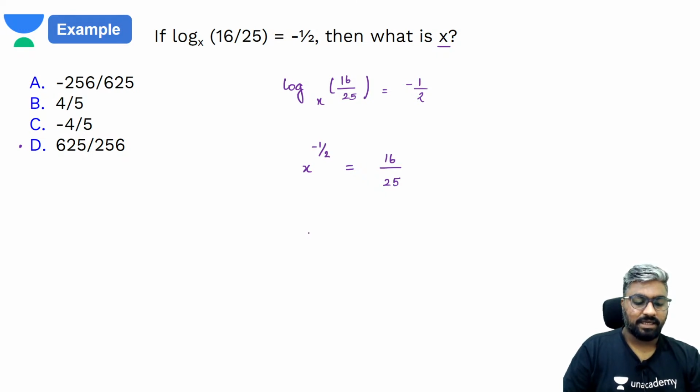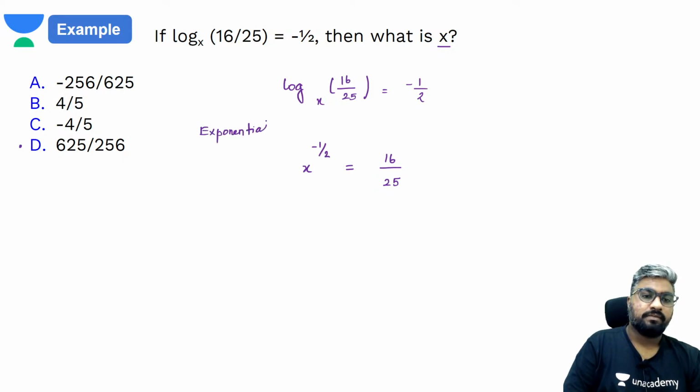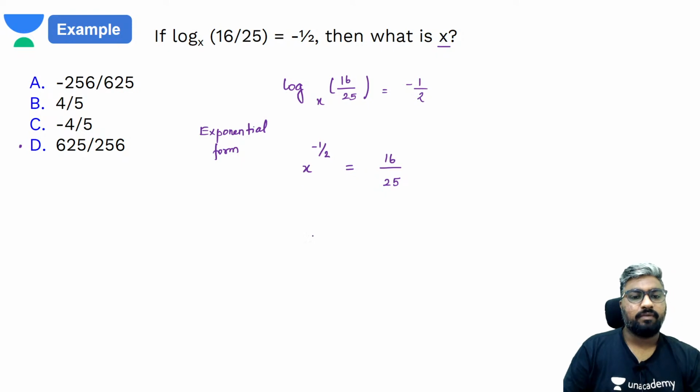This is the last one, Keval, the last one. Today is the last one on logarithms. So here what do we do? Instead of going for logs, we took it in the exponential form. Yes, we directly took it in the exponential form. So now, to balance this off, what will we do?